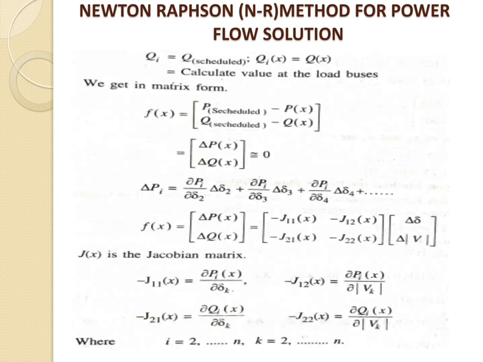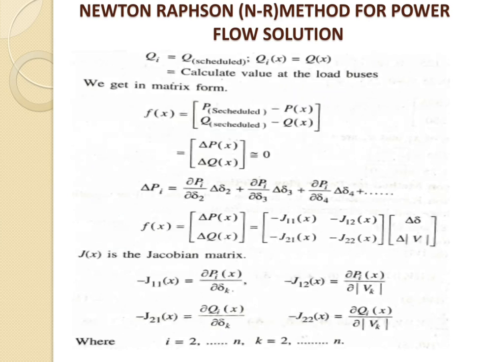So f of x, that is equal to delta P of x and delta Q of x, that is equal to minus J11x, minus J12x, minus J21x and minus J22x, and this is a function of del delta and del V, because this is a function of phase angle and voltage. So that's why we will write the equation in this form. So Jx is the Jacobian matrix, which we have already discussed here.